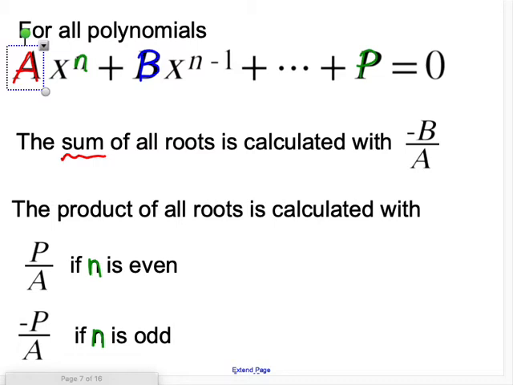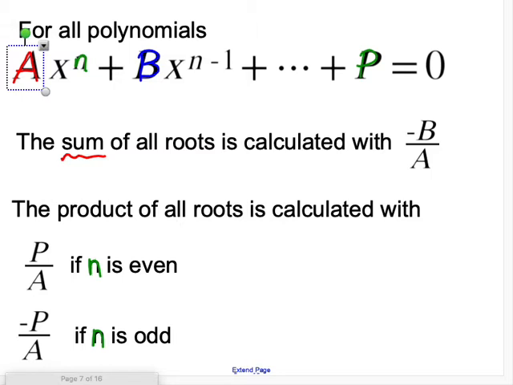So if this polynomial was a degree 3 and you added all three roots together, those roots would add to the opposite of b divided by a. You're responsible for that little formula, okay? Product is similar, but it's contingent on whether the degree of the polynomial is even or odd, basically, right?